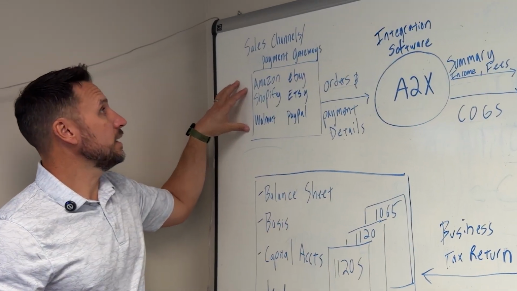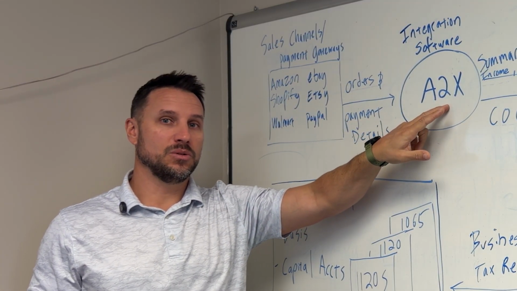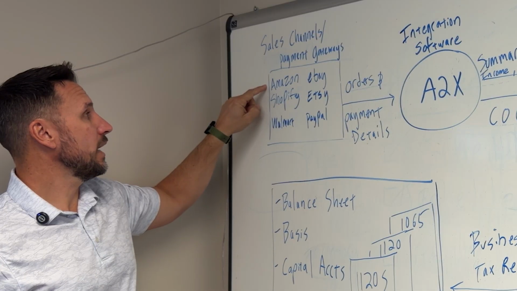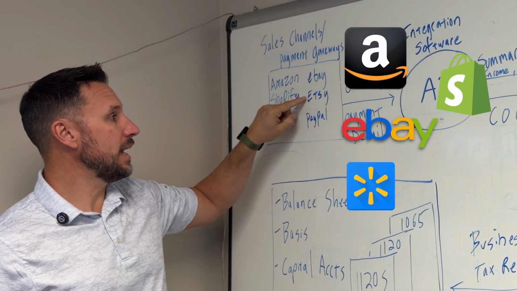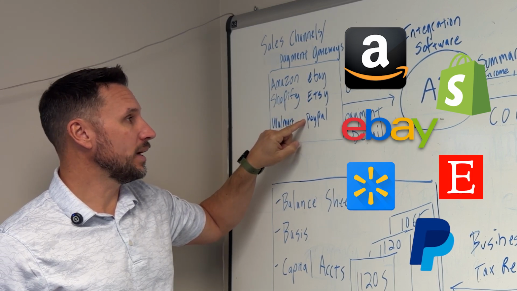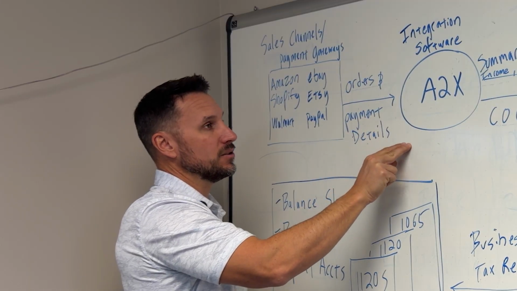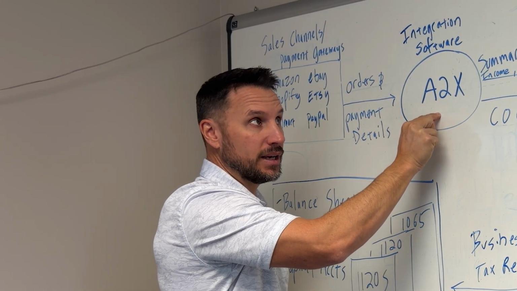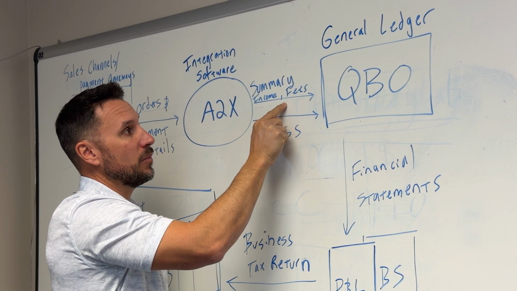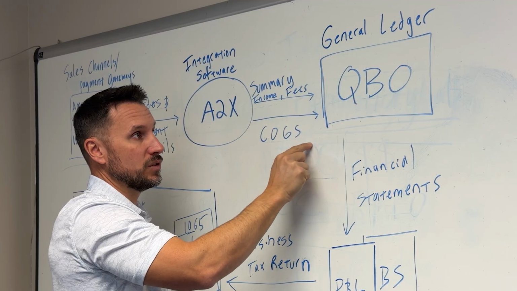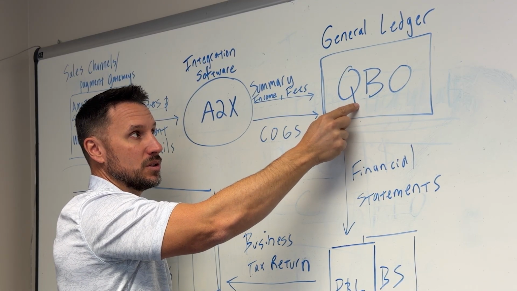So the first thing is your sales channels. With the integration software that I use, A2X, the sales channels that are included are Amazon, Shopify, Walmart, eBay, Etsy, and the payment gateway, PayPal. That brings all the orders and payment details into the integration software A2X. And then A2X brings summary income, fees, and cost of goods sold into the general ledger, which is QuickBooks Online, the system that I use.